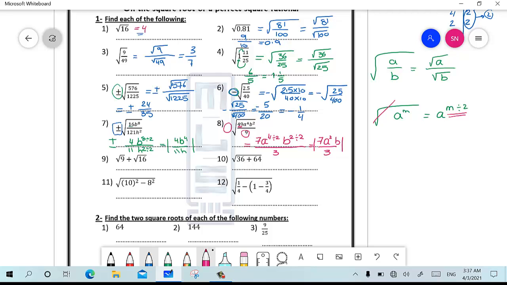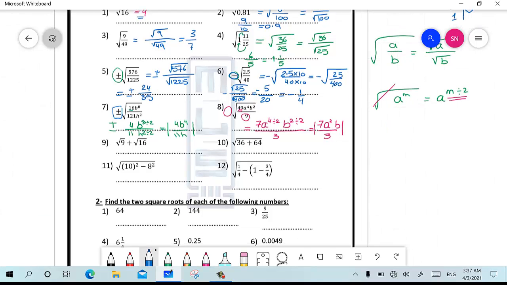I need now to have your attention here, please, in question number 9. In question number 9, I want to find the square root of 9 plus the square root of 16. To find the answer here, I must find each square root alone. So I know that the square root of 9 is 3, plus I know that the square root of 16 is 4. So 3 plus 4, this is equal to 7.